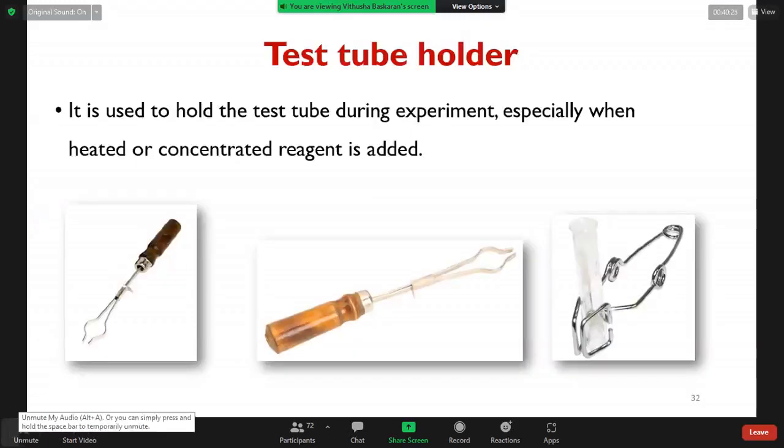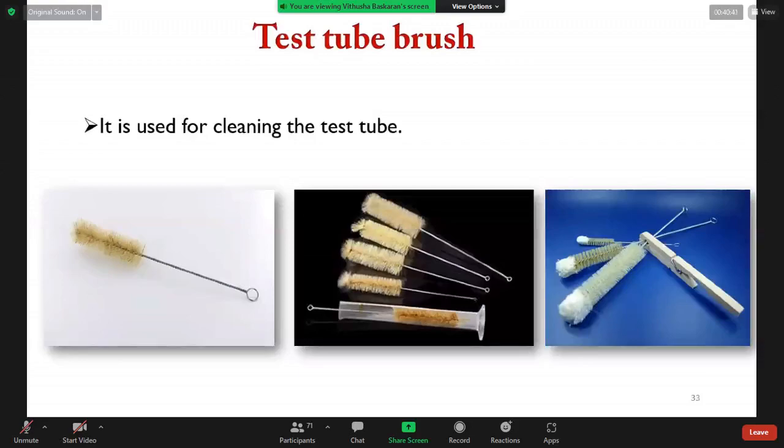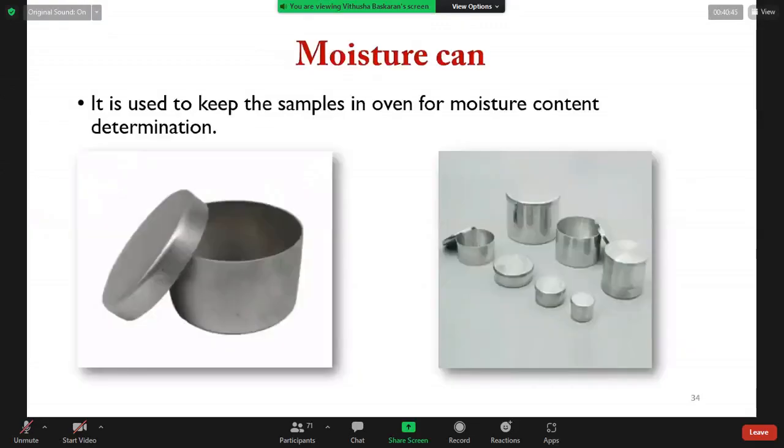Okay. And the test tube holder. It is used to hold the test tube during the experiment, especially when heated, or if you add any concentrated reagent or heated reagent into the test tube, you can't hold it by your hand. So you can use this test tube holder to hold the test tube. And the test tube brush, normally this is used for cleaning the test tube.